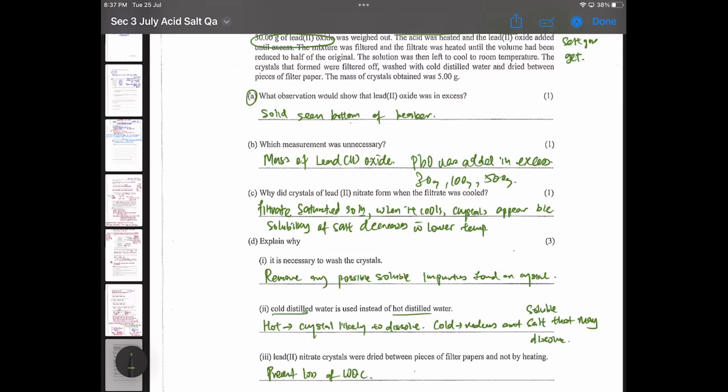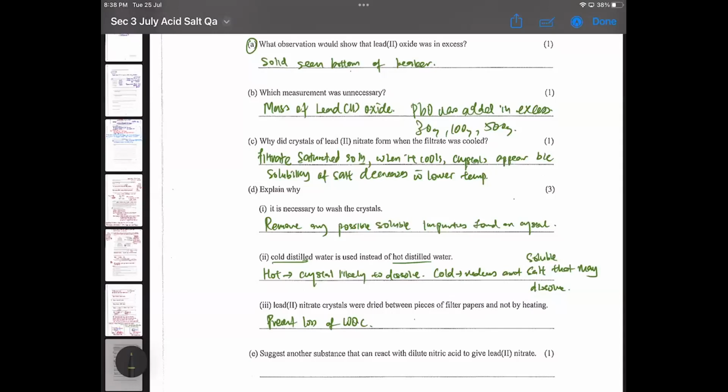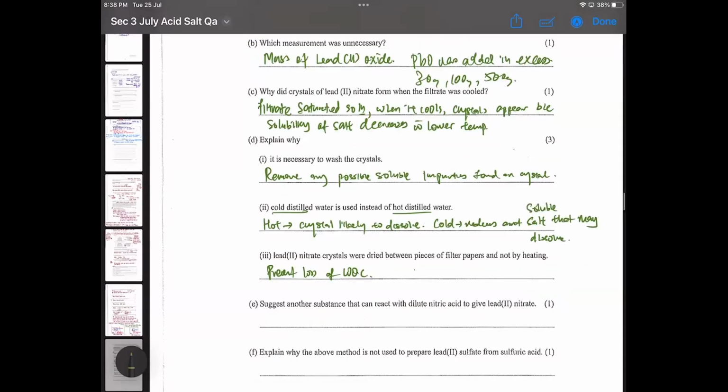Okay, you want me to jot this down? Any question, please sound out. Again, this is the excess method, so we can go for lead-2 carbonate, it's fine. Lead-2 hydroxide is fine. So these two are possible answers on top of your lead-2 oxide from above.